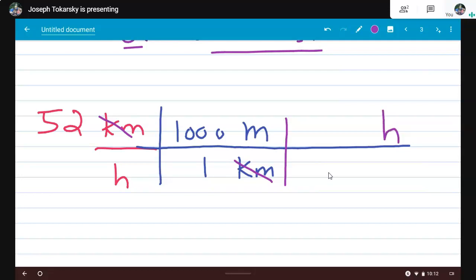Seconds is what we want to go to, to become on the bottom. We want to end up with meters per second. Now we need a conversion one. Quick, without thinking, somebody tell me how many seconds are in an hour.